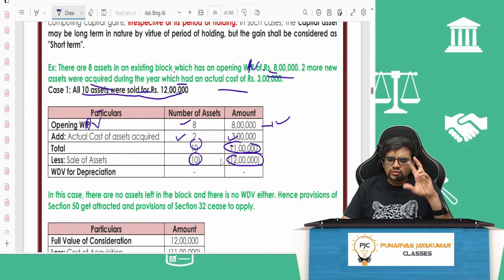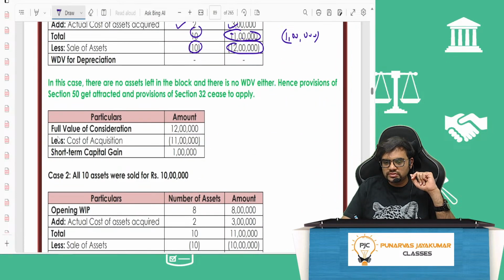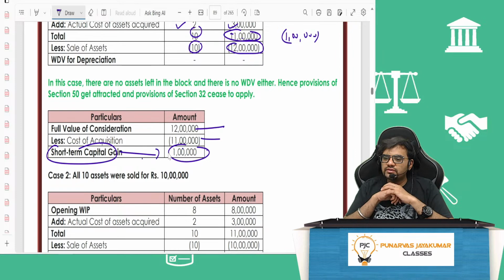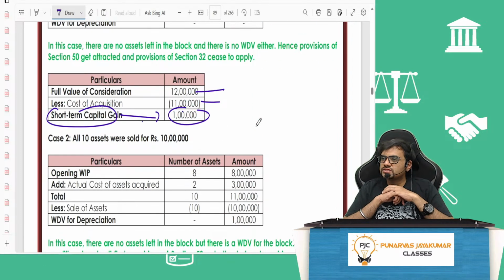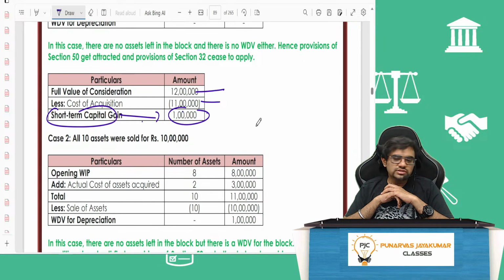For WDV to exist, two conditions must be there. Assets must be existing and the amount must be there. Here assets are also not there, the amount is also not there. Hence, the difference here is a loss of 1 lakh. It is always short-term capital gain or loss. In this example, full value of consideration is 12 lakh, cost of asset is 11 lakh. So 1 lakh will be short-term capital gain. Sorry, here I said loss, my bad. It is short-term capital gain. Why? Sale value is 12 lakhs, the cost is 11 lakh, so the difference of 1 lakh is short-term capital gain.